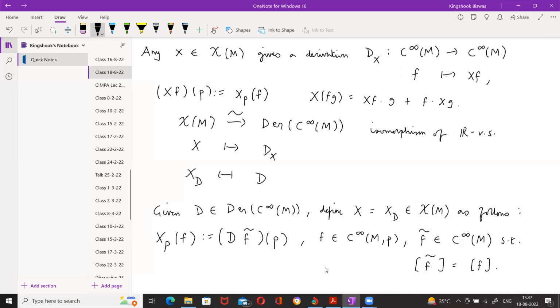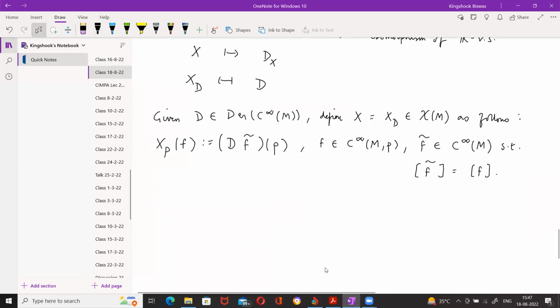Is this clear? So then you have to show this is well defined and so on, independent of the choice of extension. That's done in the notes. I won't spend time on this. It's not very hard, so I'll skip this.